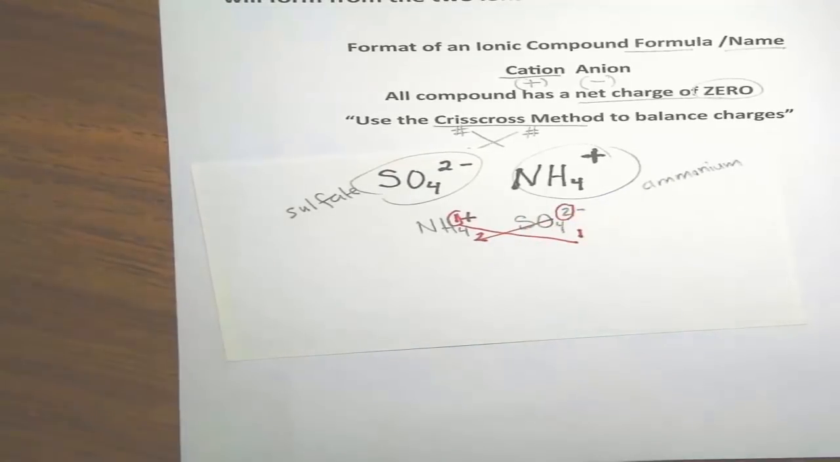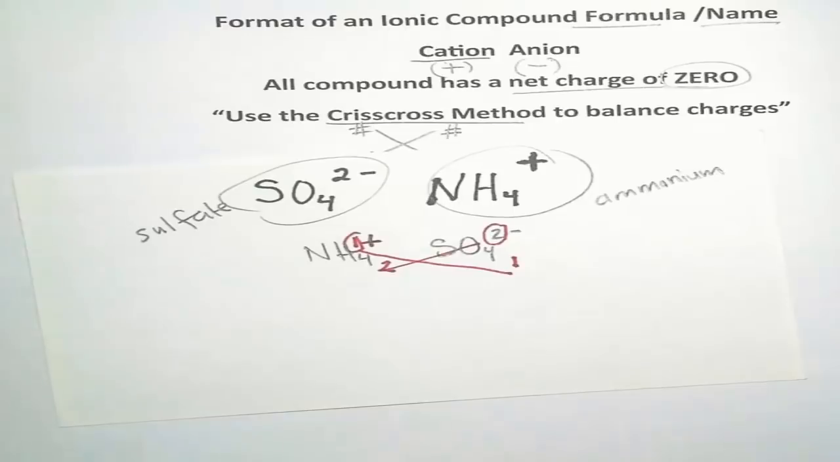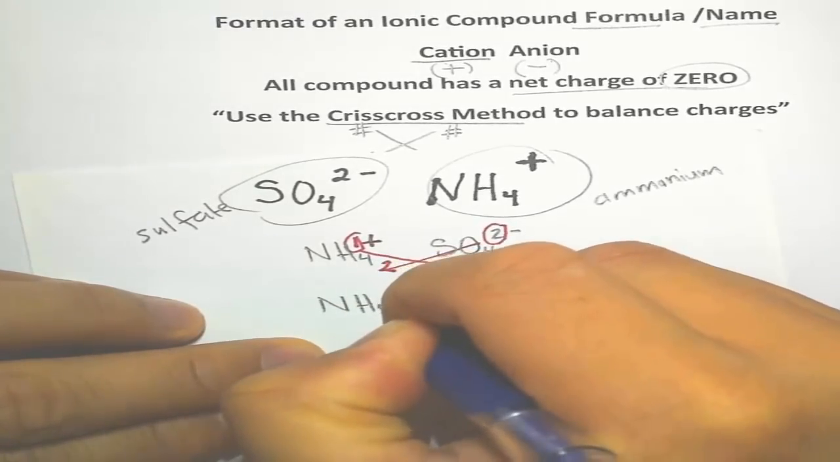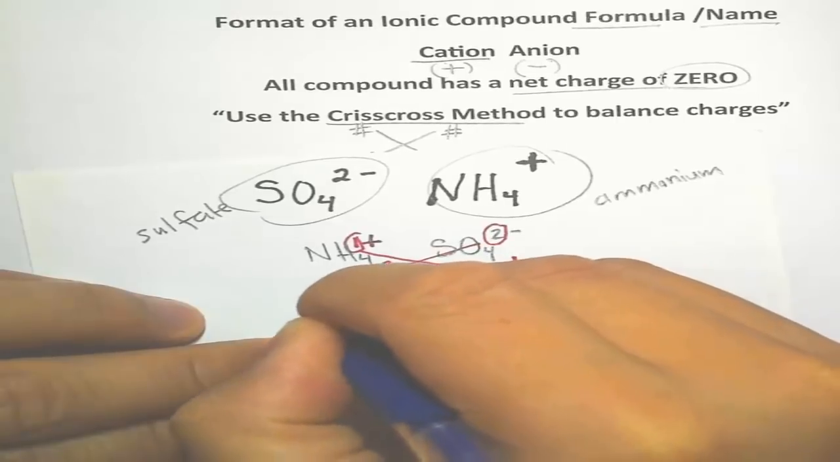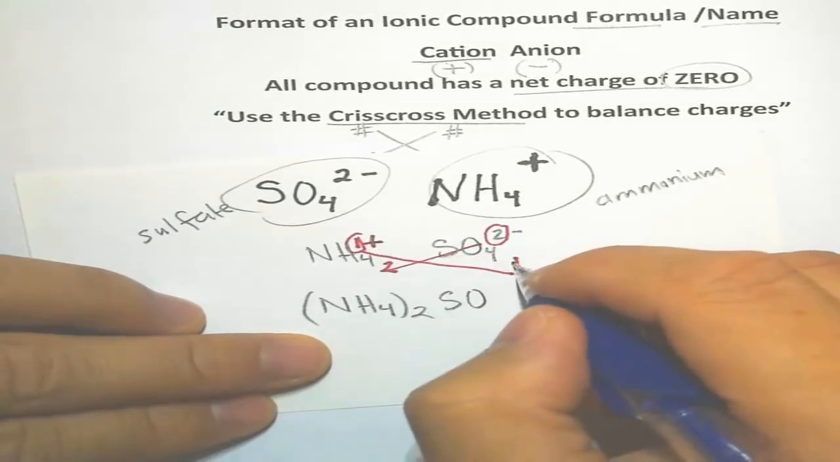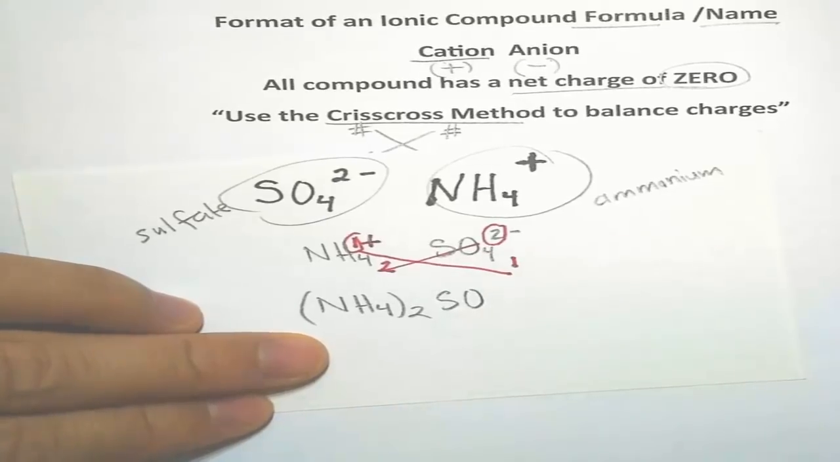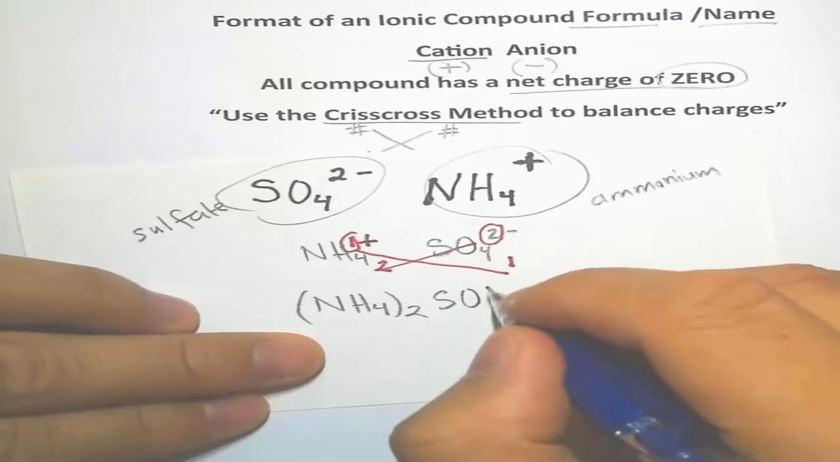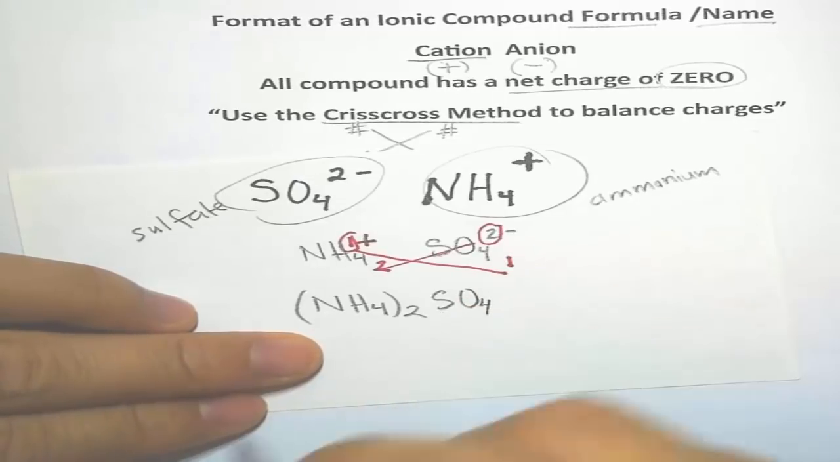So the way it's going to work is like this. We have NH4, but we have 2 of it, so we have to group them together. So there are 2 of ammonium. And for sulfate, we only have 1, so we don't have to put parentheses at all, because there will be no conflict with number 4. So we just have SO4.